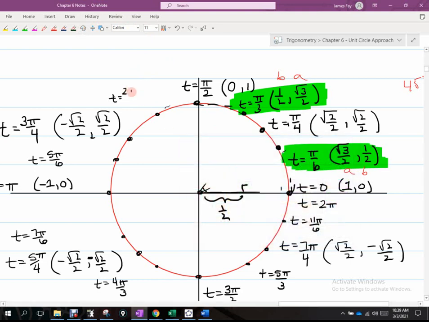So t is 2 pi over 3. The ordered pair is negative 1/2, radical 3 over 2. Would you agree that this point right here is symmetric to this point here? So we're looking at negative radical 3 over 2, comma 1/2. We now have the first and second quadrant fully developed for pretty much, I'd say, 75% of the rest of the course. What are we going to do with this point here to get this one?